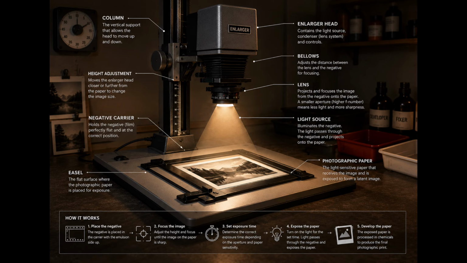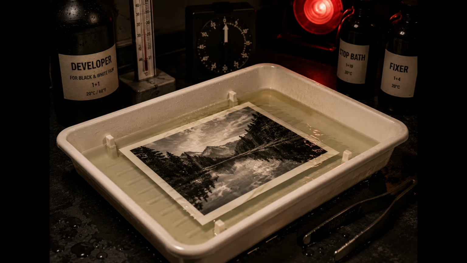Only when the paper was placed into the developer did the photograph begin to appear. Slowly, shapes emerged. Light and darkness separated. Details became visible. Something that had existed only as hidden information became a photograph we could see and hold. Remember this process, because I am going to use it as a model for what we will explore today.